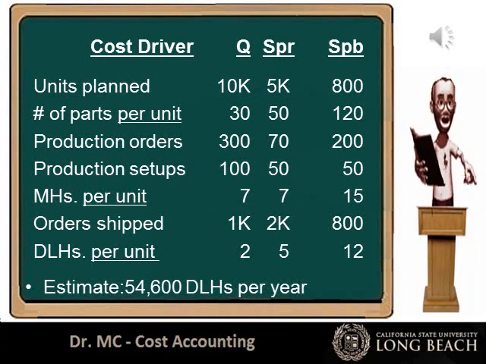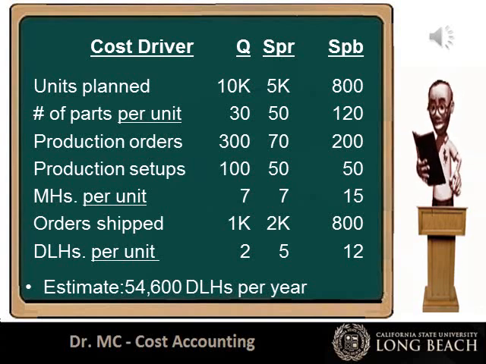If 10,000 quality units are made, then the entire line of the quality product has 30,000 parts. If 5,000 superior units are made, then the entire line of the superior product has 250,000 parts. If 800 superb units are made, then the entire line of the superb product has 96,000 parts. The total number of parts used on all 3 products is 646,000 parts.